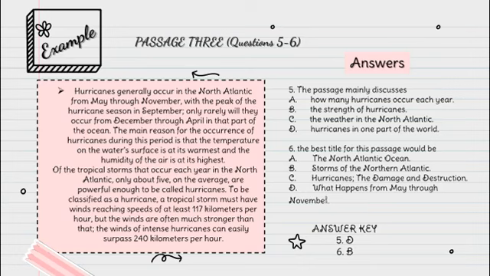Of the tropical storms that occur each year in the North Atlantic, only about 5, on the average, are powerful enough to be called hurricanes. To be classified as a hurricane, a tropical storm must have winds reaching speeds of at least 117 kilometers per hour. But the winds are often much stronger than that. The winds of intense hurricanes can easily surpass 240 kilometers per hour.